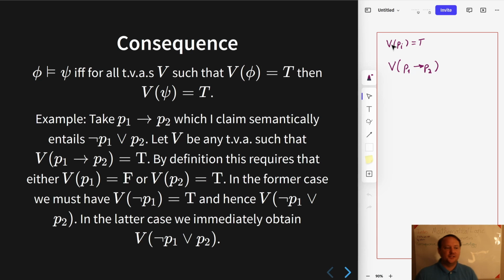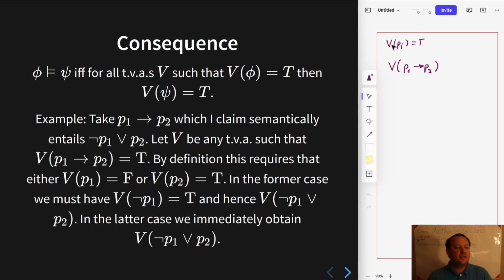Now, let's argue by cases, because this is an or sentence. We're going to argue by cases. So to show that, if the former is true, if the value of P1 is false, then we can immediately infer that the value of negation P1 is true, and then because of that and the semantics of disjunction, we have that the value of negation P1 disjunction P2 is true. Oh, sorry, I'm missing that from the slide. It should say equals true. In any case, it's clear what I'm getting at.